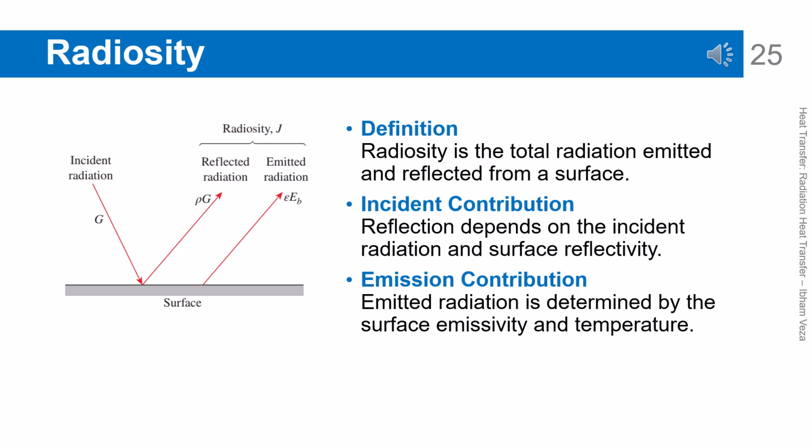Radiosity components. Radiosity is the total radiation leaving a surface, including both emitted and reflected components. The reflected component depends on the incident radiation and the surface reflectivity. The emitted component depends on the surface emissivity and temperature. Therefore, radiosity combines both emission and reflection effects. This concept is very important for the analysis of gray and diffuse surfaces.